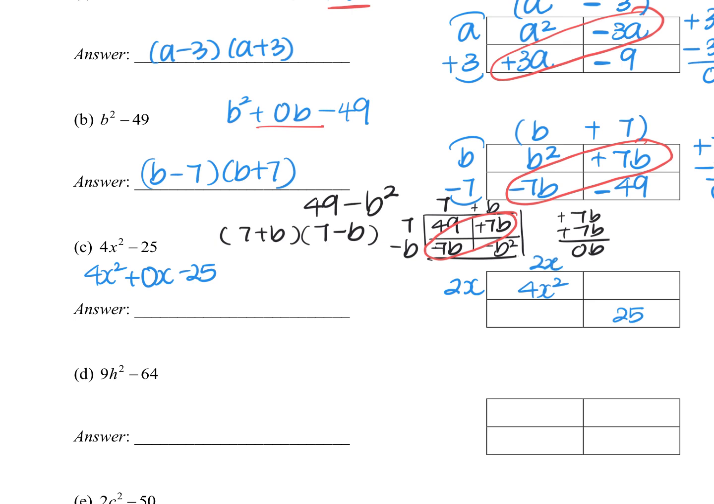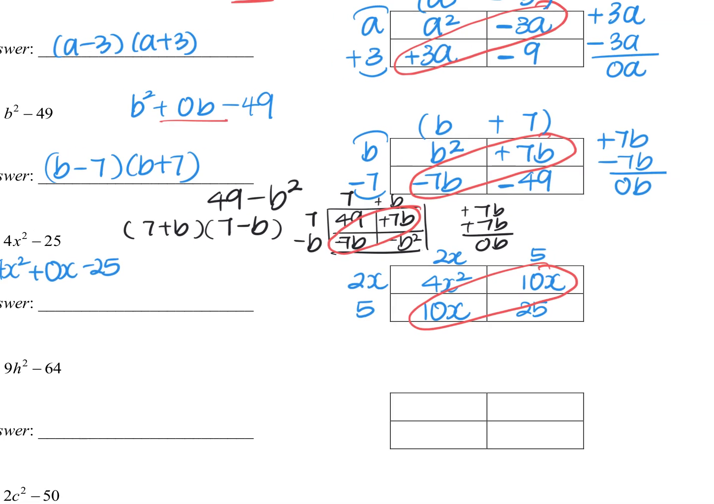And what times what can give me the number 25? 5 times 5 can give me 25. What do we fill in for this box? This is 2x times 5. So this one will be 10x. This box will be 5 times 2x. So this will also be 10x. And remember, I want them to add up to become 0. So 10x and 10x to become 0x. 1 plus, 1 minus. So I just put 1 plus, the other one a negative.